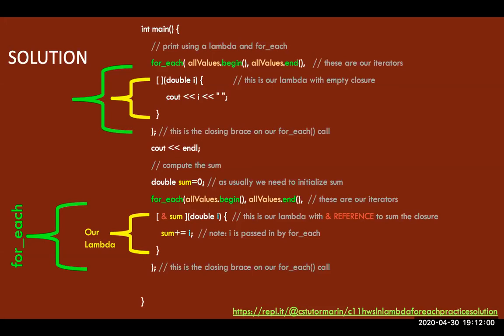Now we also could have passed in sum by reference as an argument to the function in the good old-fashioned way. That's totally fine as well. In this particular case, either approach is perfectly fine, as long as we had a reference on the sum, okay? But this is how we would go about incorporating that code in line inside of that particular for each.